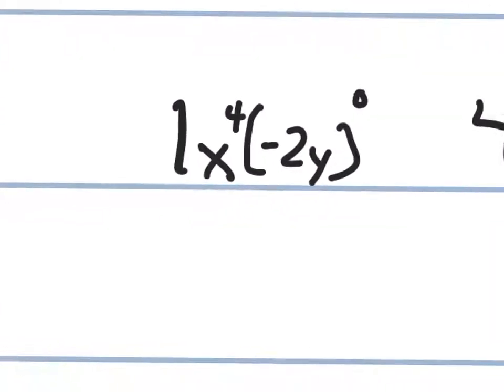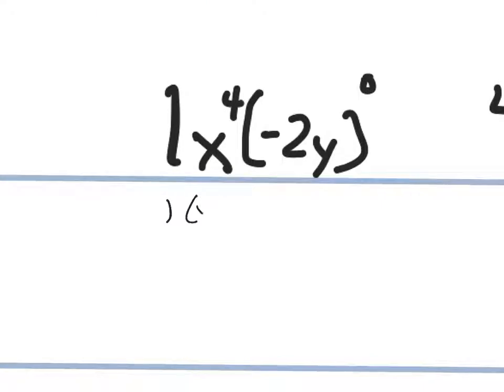Let's simplify terms. 1 times x to the 4th times negative 2y to the 0. Remember, negative 2y to the 0, that's still going to end up as 1 because it's to the 0 power. When I multiply all that out, I get x to the 4th power. That was easy.